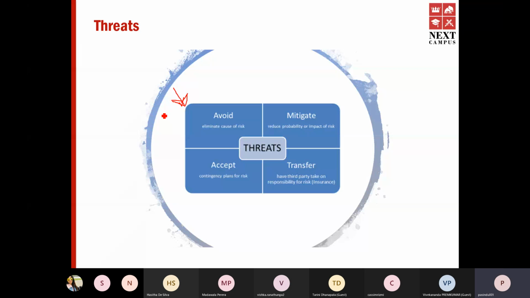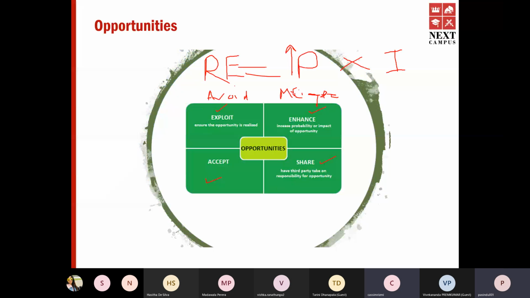Rishmi, are you clear? Yes, clear. Pasindu, if you don't mind, can you put the previous screen for a bit? Sure. The opportunities one. All right. Thanks. What do you want, Rishmi? No, I just want to see the exploit one, ensure the opportunity is realized. Right. Fine. That's it. Thanks, Pasindu. You're welcome.